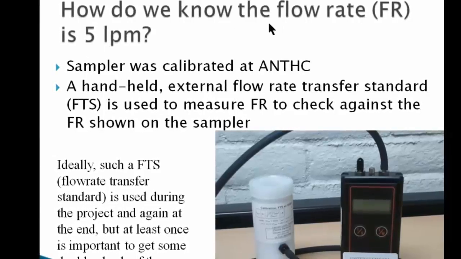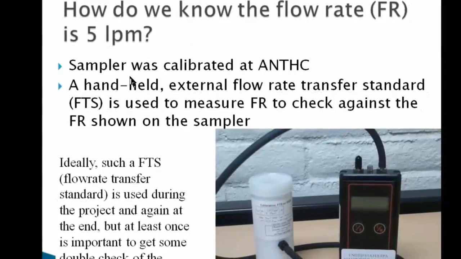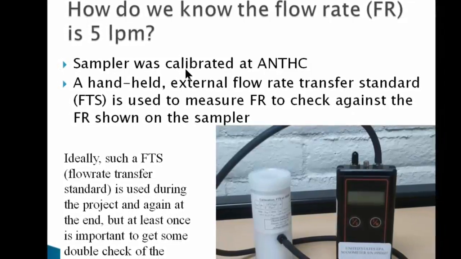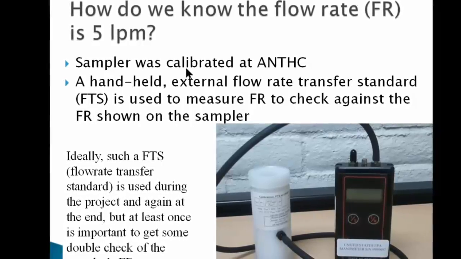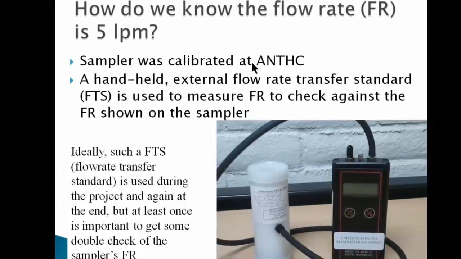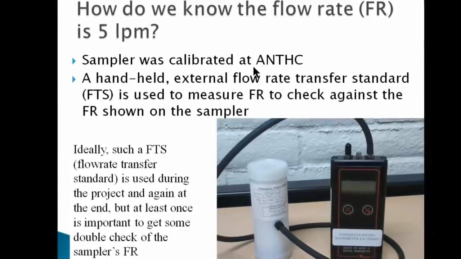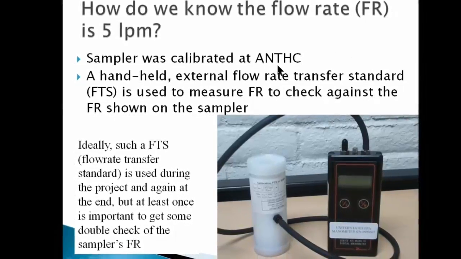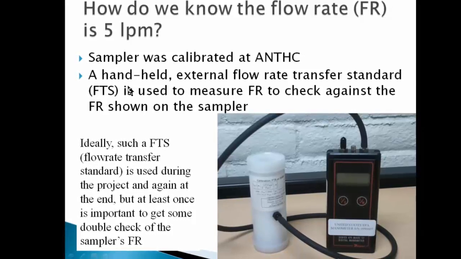Well, we know because it has to have some sort of external calibration. So devices are shipped to you calibrated if you buy them from the manufacturer, but then stuff happens over time. They have to be periodically recalibrated. In this case, the DustTrak was calibrated by Chris Fish at ANTHC, and what he used was something like this. This is a handheld external flow rate transfer standard, and sometimes they're abbreviated FTS, flow rate transfer standard.